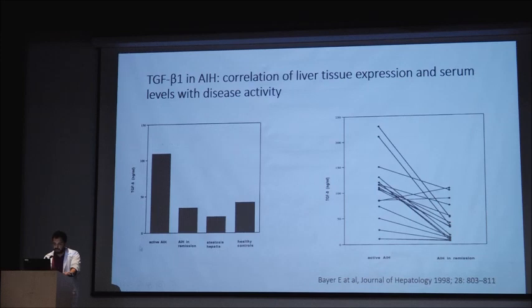In active autoimmune hepatitis, there's an elevation of the TGF beta, and with the immunosuppressive therapy a reduction of the TGF beta was seen. It is a pro-fibrogenic cytokine, and basically correlates in the biopsy with the fibrosis.